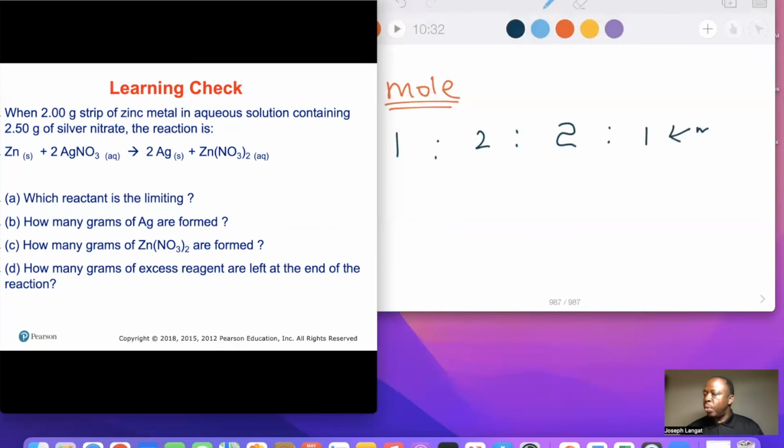These are the mole ratio, and it represents zinc, silver nitrate, silver, and this one is for zinc nitrate. This is zinc nitrate, okay? Those are the mole ratio. The point here is, behind the scene, you need to have that in your mind. What or which reactant is the limiting reagent? At the outset, you need to have the molar masses or atomic masses of all your compounds.